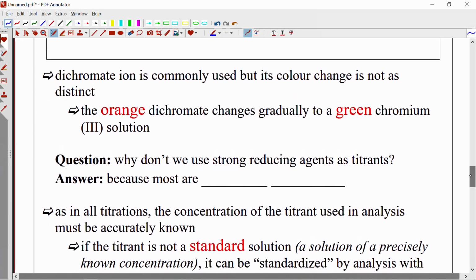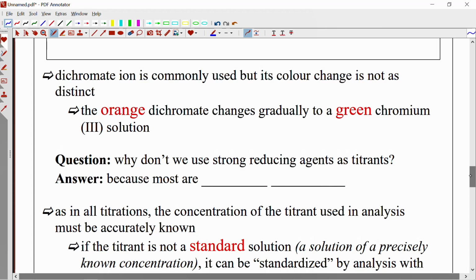Okay. All right, so we talked about also dichromate as a possibility. Dichromate is also a very strong oxidizing agent. It's found actually quite high up on the left side of our table. So 1, 2, 3, 4, 5, 6, 7, 8, 9. So it's 9th from the top on the left-hand side, dichromate. It's also acidified. So it's also commonly used, but its color change is not as distinct. The orange dichromate changes gradually to a green chromium 3 solution. You might be thinking, okay, going from orange to green, isn't that a dramatic change? Well, it's kind of a greeny orange to an orangey green.